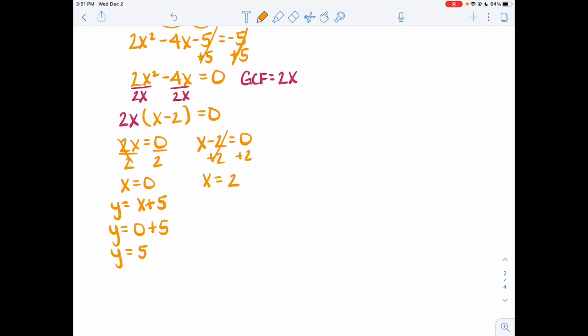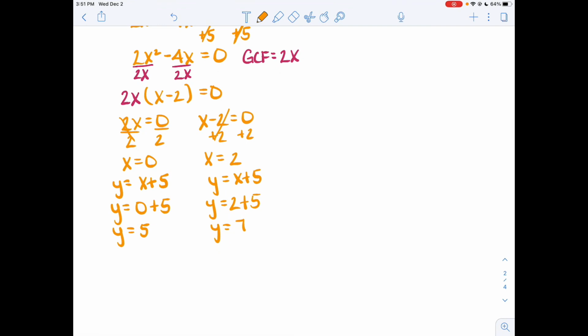For our second case, again with y is equal to x plus 5, but now I know that x is 2, so I'll say 2 plus 5, giving me a y value of 7. So my two solutions are either an x of 0 and 5, or I do also have this solution of 2, 7 for x and y. So this one has two solutions where the quadratic and the line cross.